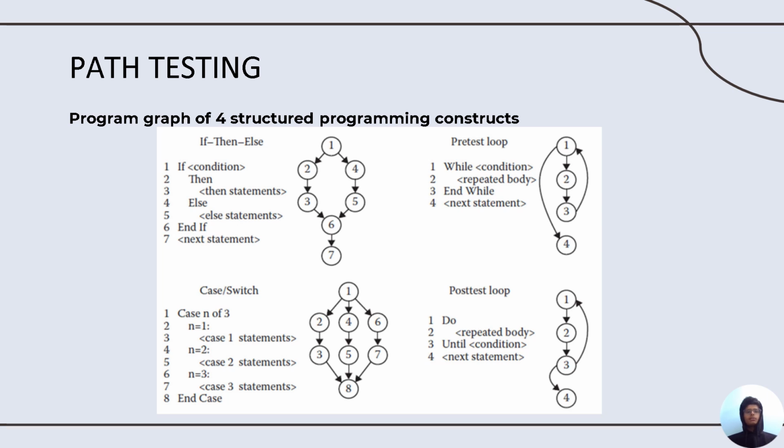In path testing, here we can see the program graph of the four structured programming constructs. This is for if then else. This is the pattern, or structure, of an if statement. Then we have case or switch, so this will be the structure of case and switch. Then we have the pretest loop, basically the while loop, and this is the structure. For the do while loop, that is the post test loop, here is the structure. This is what we'll be going through, and let us see the DD path.